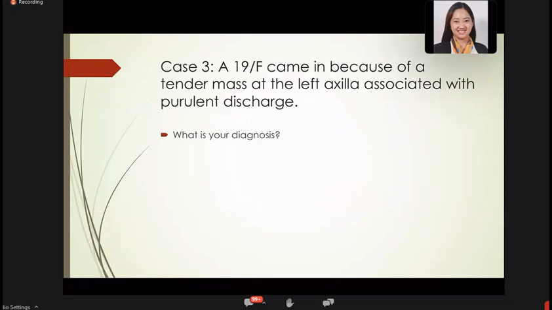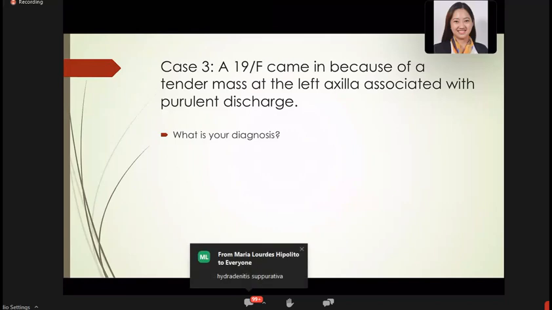Okay, case 3: you have a 19-year-old female who came in because of a tender mass at the left axilla associated with a purulent discharge. Sometimes a patient comes to you and says, Doc, I have a lump. Where? Here, Doc, in my armpit. Then when you look, the axilla is very swollen, tender, and sometimes there is already discharge. Okay, what is your diagnosis?